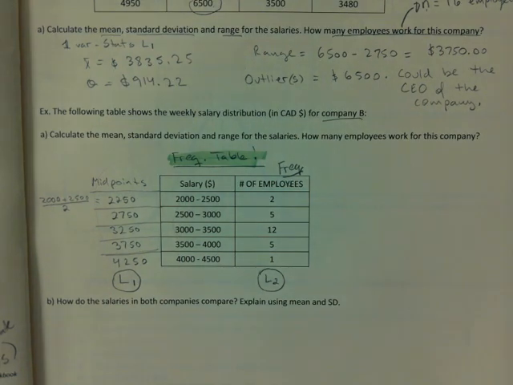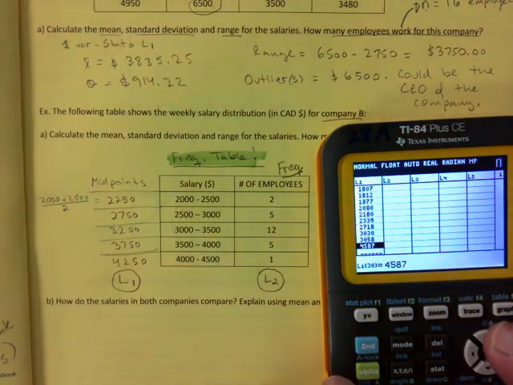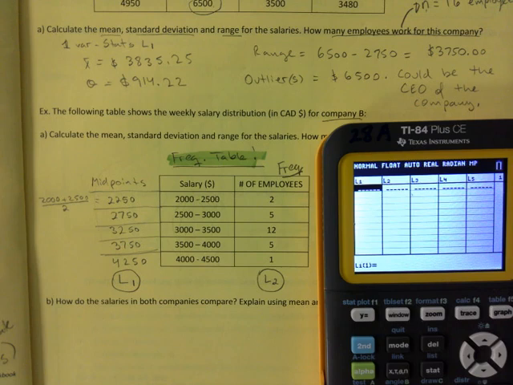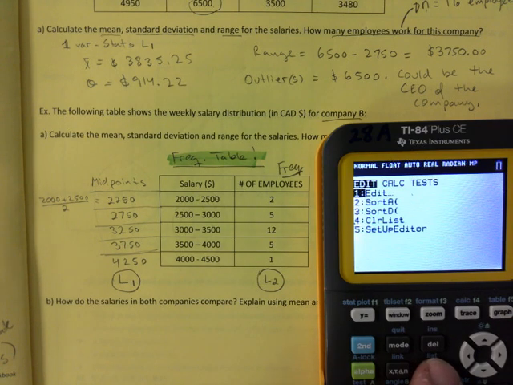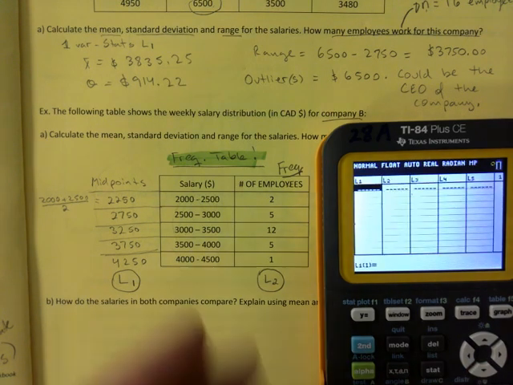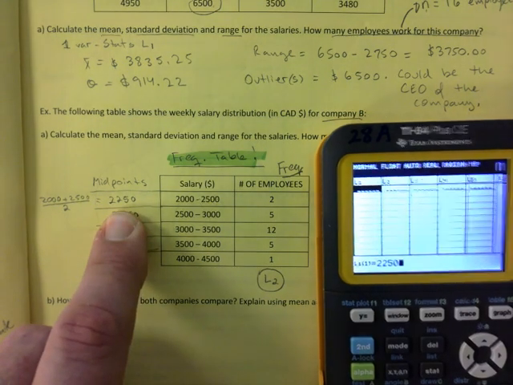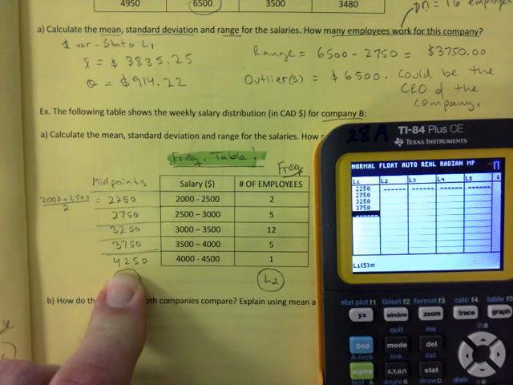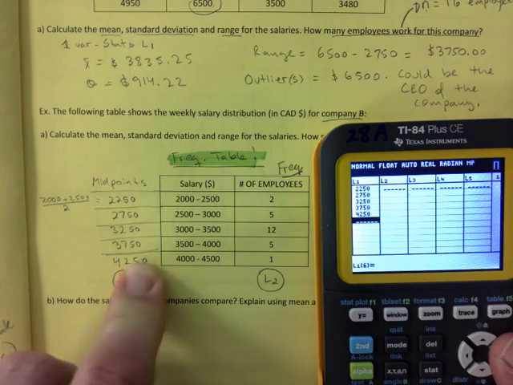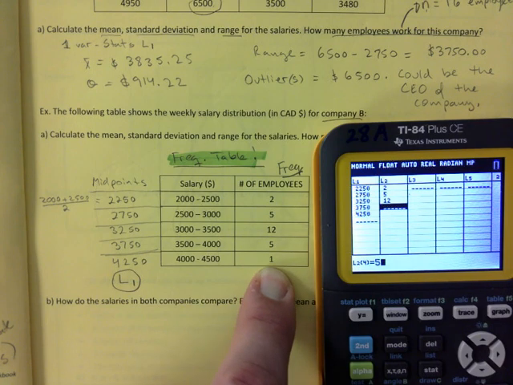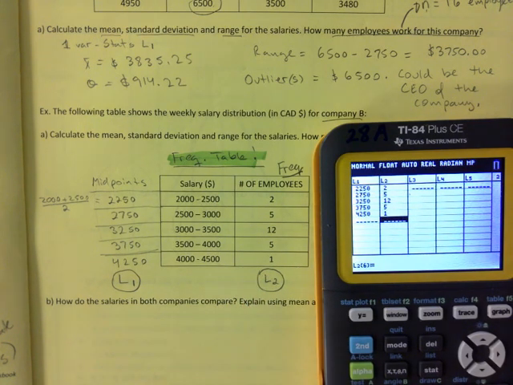So grab your calculators. I'm going to clear whatever's in there. Remember, if you delete a column, do you remember the trick to bring it back to life? You go setup editor, enter, just run that, and then everything will be back as before. So we go 2250, 750. Enter everything. We enter the midpoints, remember, and then L2 gets the frequency. So L1 and L2.